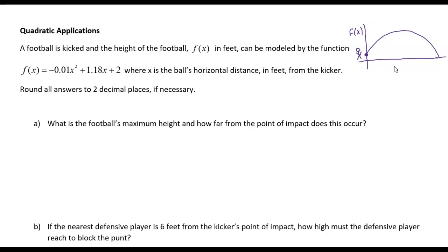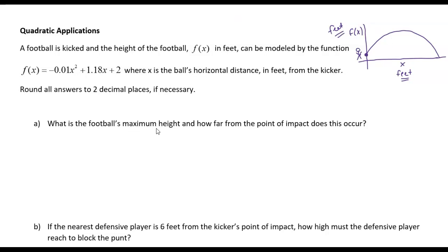And they've also defined that x is the ball's horizontal distance, also in feet. So they're both in feet here, feet along this axis and feet along this axis. You always need to carefully read how the variables are established, because sometimes your x could be a time in seconds or a number of people. You really need to read how the function has been defined, and then think about how that looks.